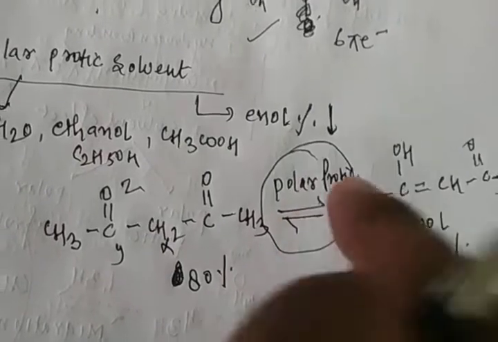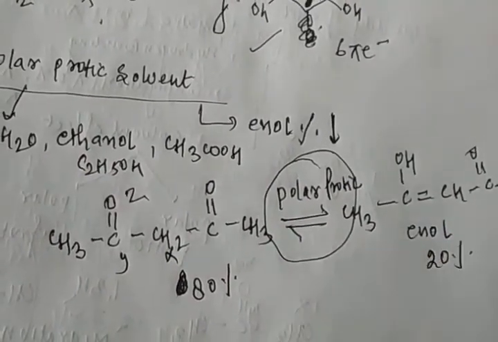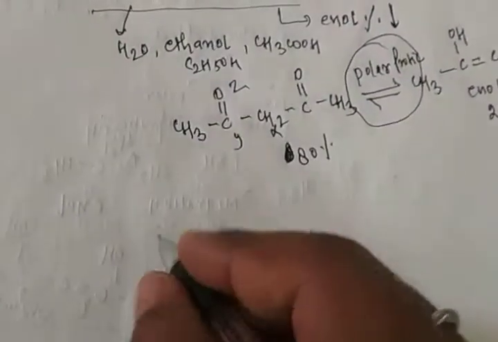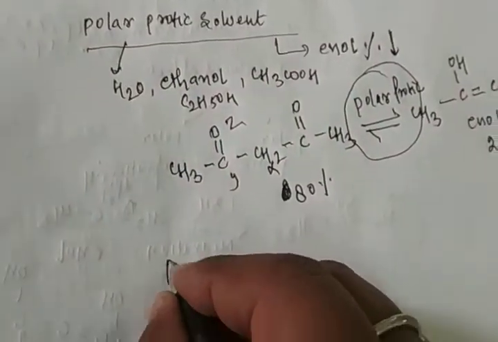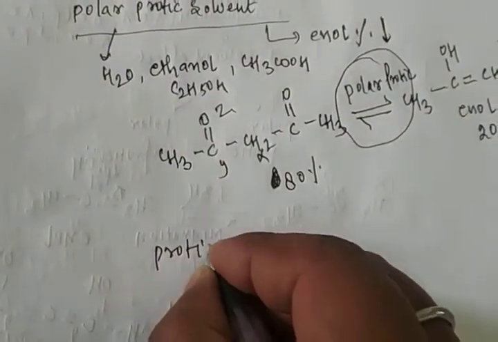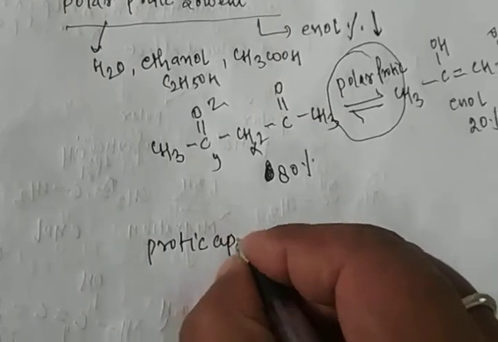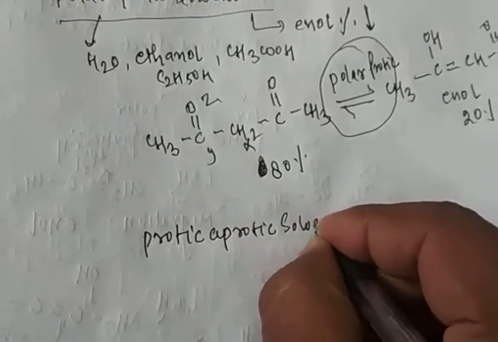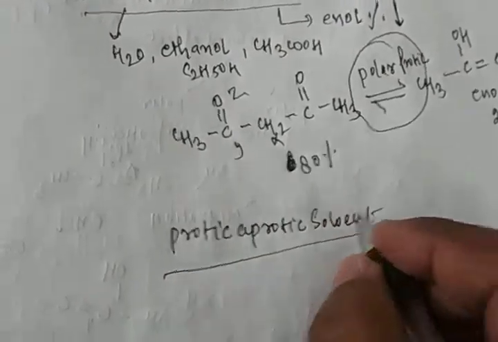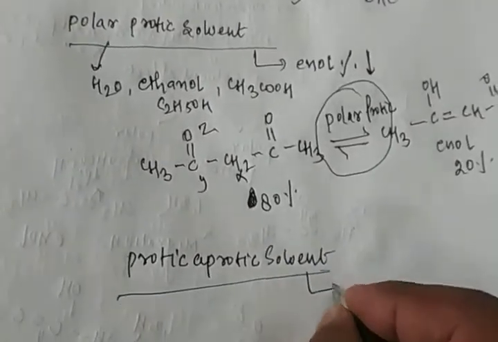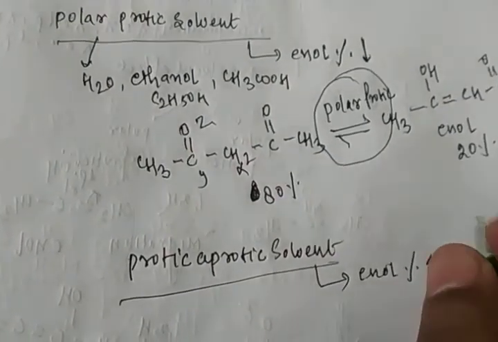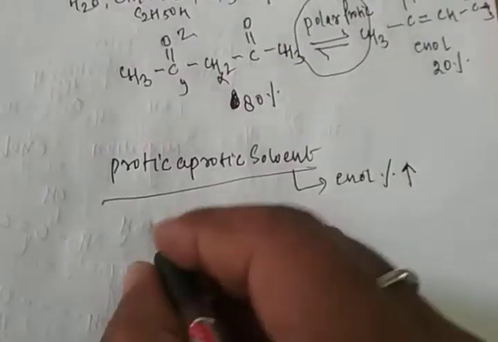What is the actual meaning of polar protic solvent? It decreases the percentage of enol. Okay. Now this is the work of polar protic solvent. Now again, polar aprotic solvent. What is the work of polar aprotic solvent? Polar aprotic solvents are just opposite to this, enol percentage increases. Clear?